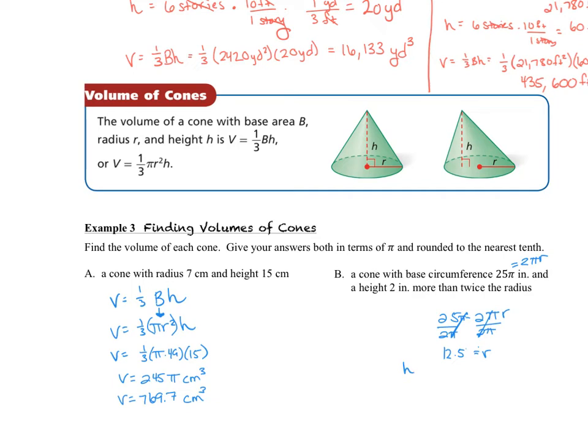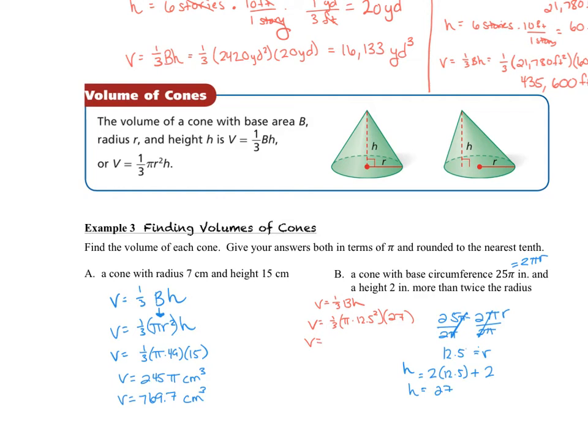And the height says that it's 2 inches more than twice the radius. 2 inches more than twice the radius plus the 2 inches. So the height is equal to 25 plus 2, which is 27. Now that we know that, we can plug into the formula. V equals 1/3 capital B H, so V equals 1/3 times pi times the radius, which is 12.5 squared, times the height, which is 27.